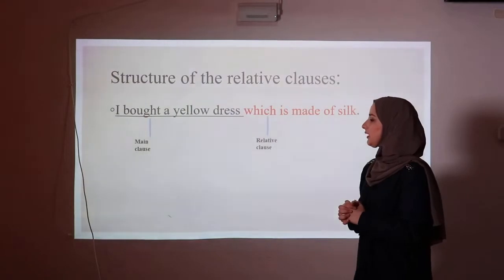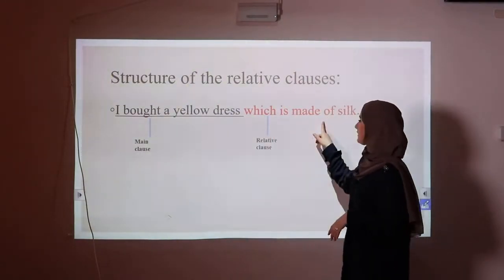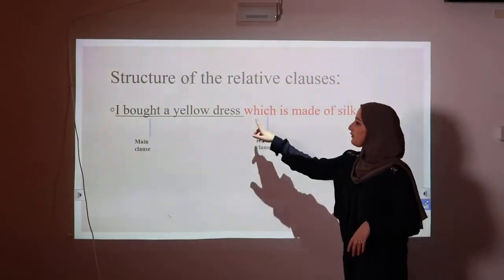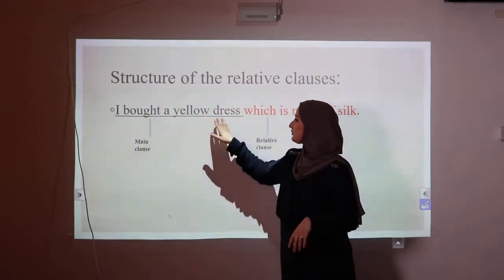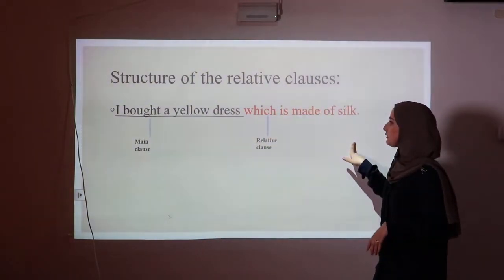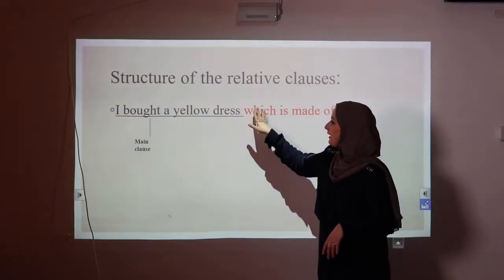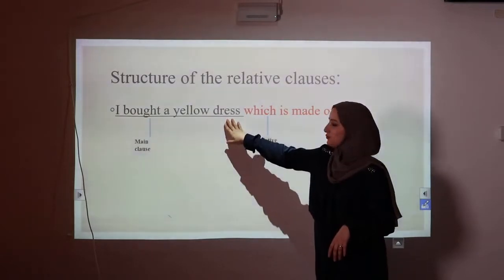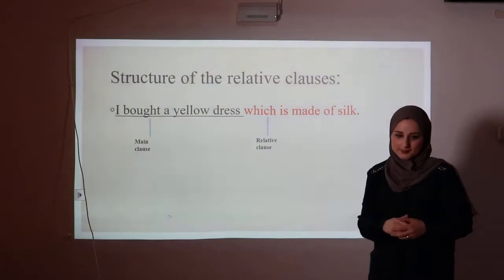Look at the example here. I bought a yellow dress which is made of silk. We have 2 clauses here. The main clause is I bought a yellow dress, and this is the relative clause, the subordinate clause. The pronoun which refers to the dress, so it gives information about the dress. It describes it. It is made of silk.